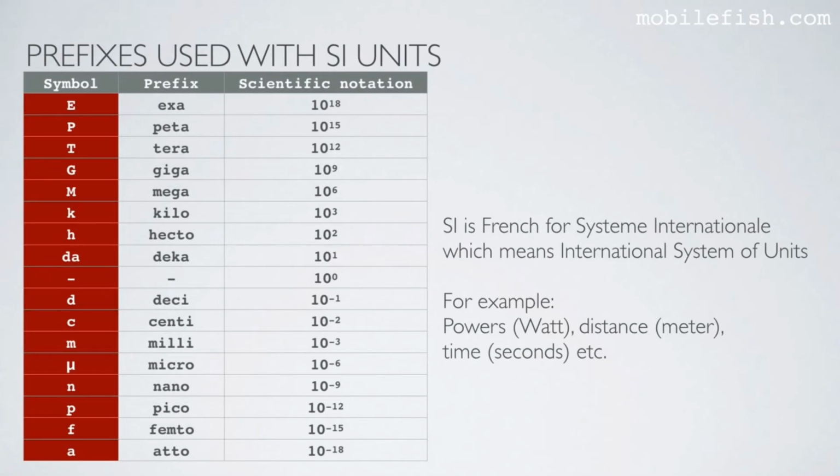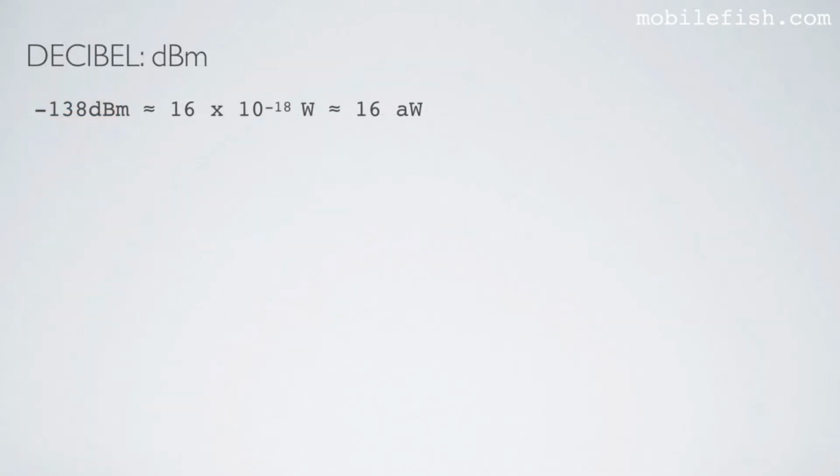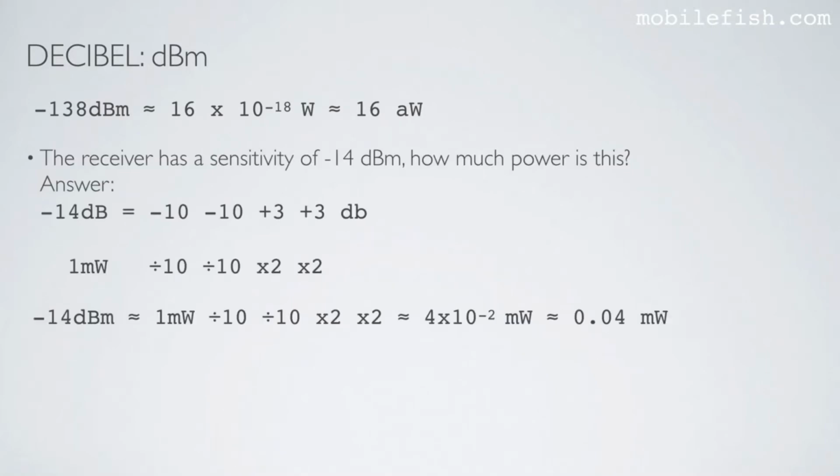Here are prefixes used with SI units. SI is French for Système International, which means International System of Units. These units can be used, for example, for powers, for distances, for time, etc. For example, minus 138 dBm is approximately 16 times 10 to the power of minus 18 watts, which is the same as 16 attowatts. Here's another example. Please try to convert this dBm value to its corresponding power.